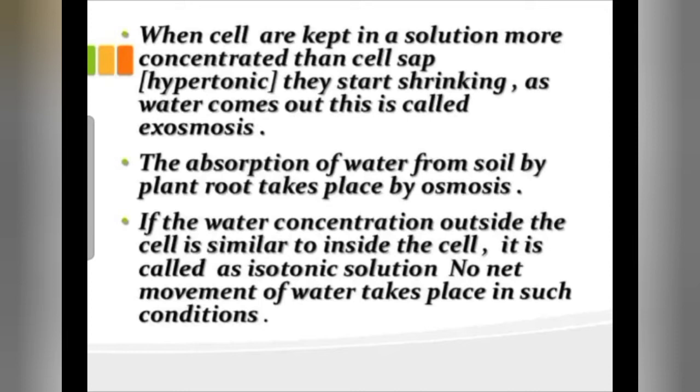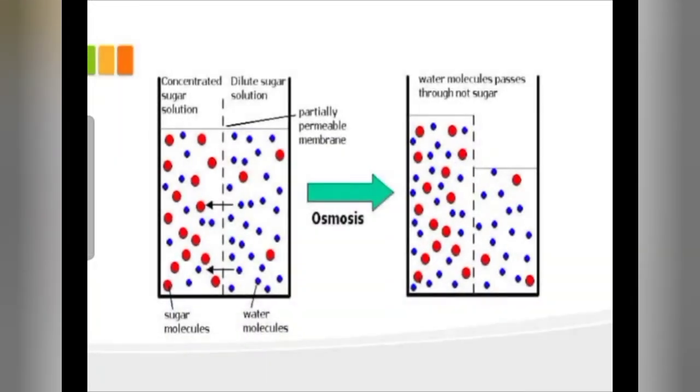If the water concentration outside the cell is similar to inside the cell, it is called an isotonic solution. So no net movement of water takes place in such a condition. The medium surrounding a cell has the same concentration of water as is present inside the cell. Water crosses the cell membrane in both directions, but the amount moving in remains the same as the amount moving out. So there is no overall movement of water. As a result, no overall change is observed and the cell size remains the same. So this is all about the movement of water through the cell membrane.